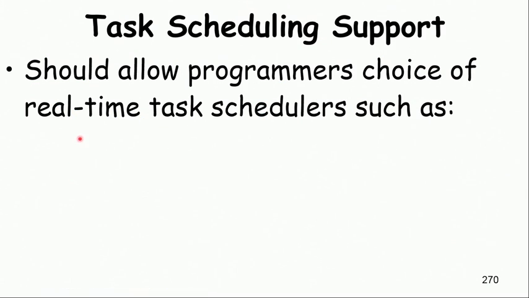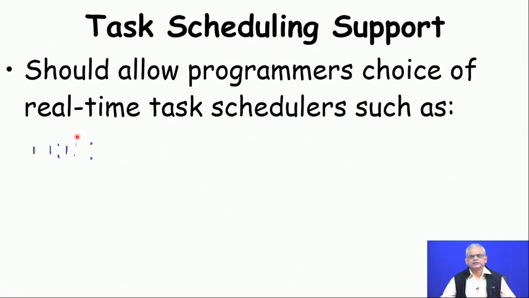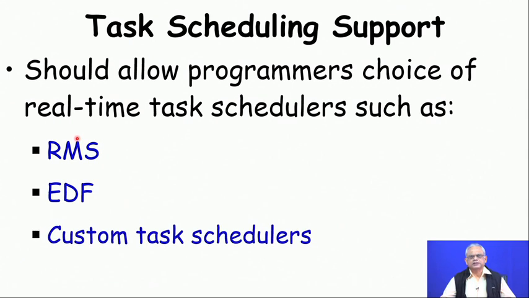The task scheduling support. It is seen that the task scheduler is a central aspect of any real time operating system, and therefore, the real time operating system should support task schedulers like rate monotonic scheduler, earliest deadline first scheduler and other custom task schedulers.